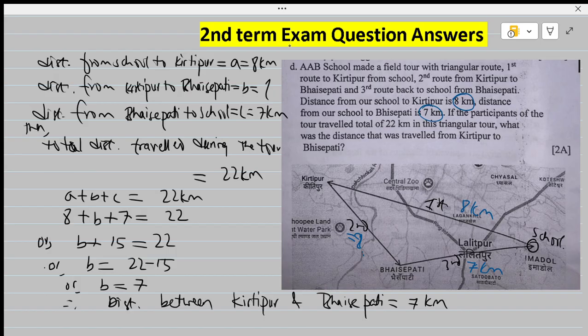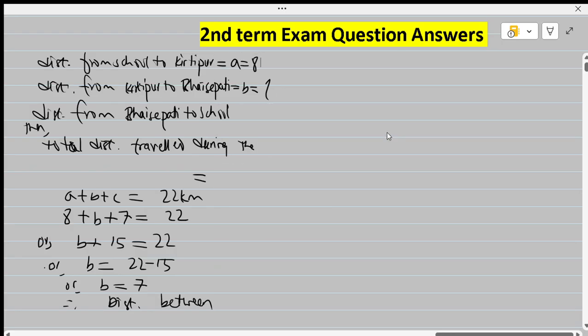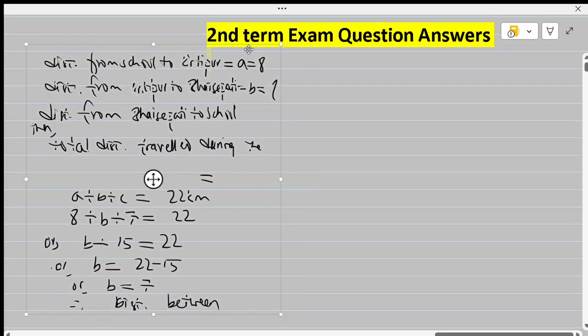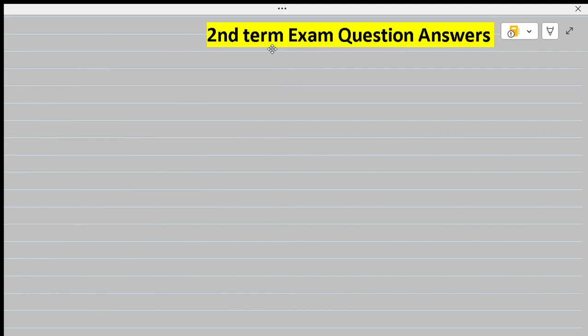Now I go with the next question, so let's make this clear. Okay, so I go with the next question now from 12. So up to 11 we did. So now for number 12, I'll take the parts A, B, C first.